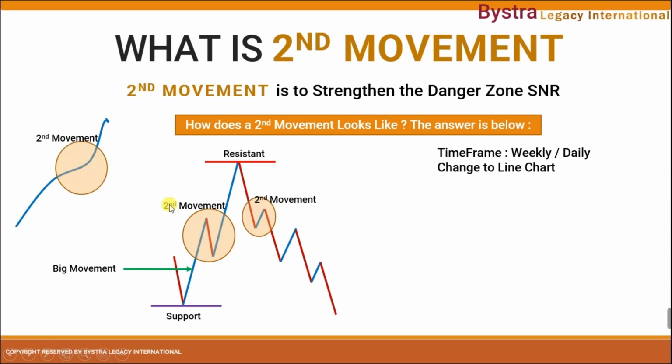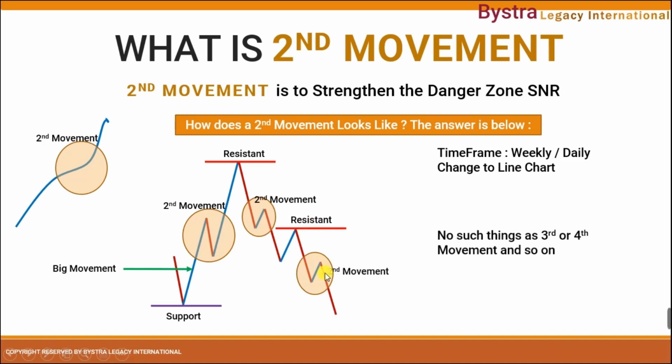So let's mark the rest with the second movement, and we will mark this as the resistance, not as a second movement. This will become a second movement as well. So there is no such thing as a third movement or a fourth movement. The moment price has a resistance on the top, this will be your second movement, and this will be your resistance. Come back down, this will be your second movement.